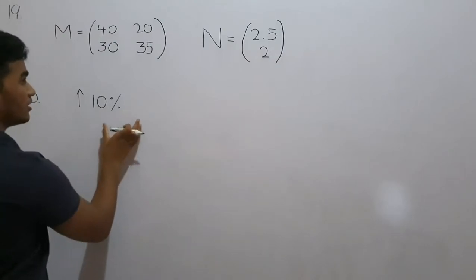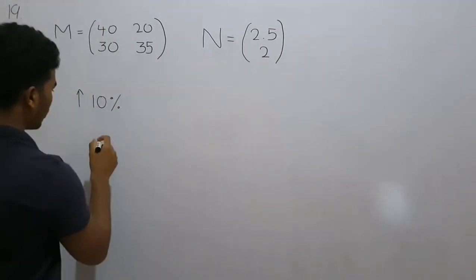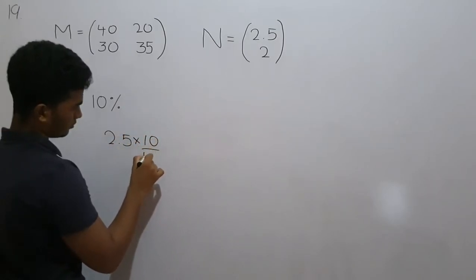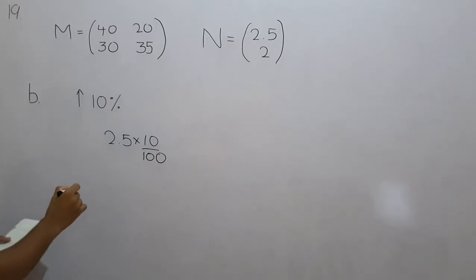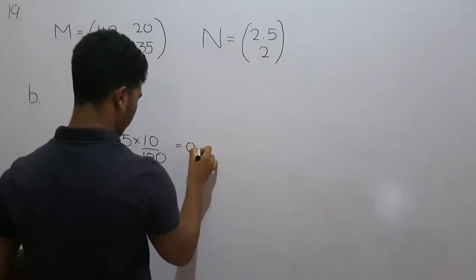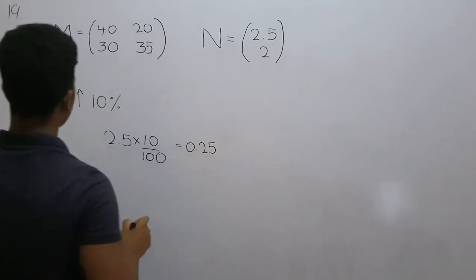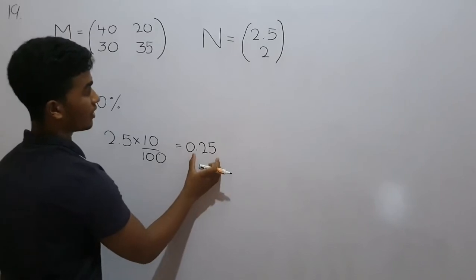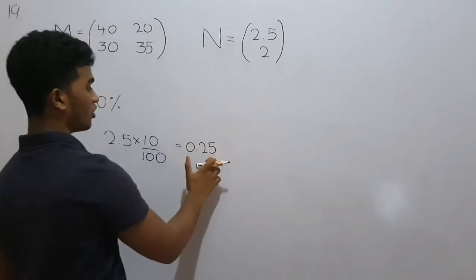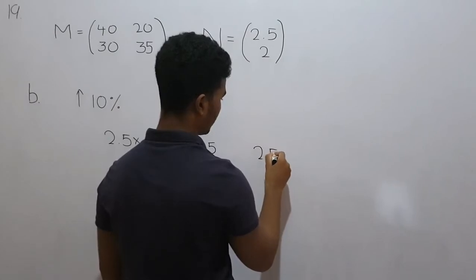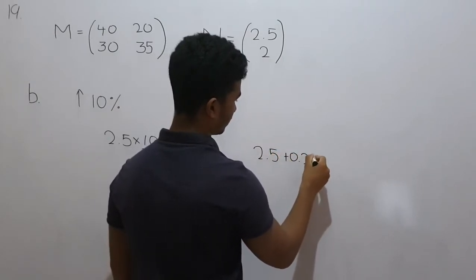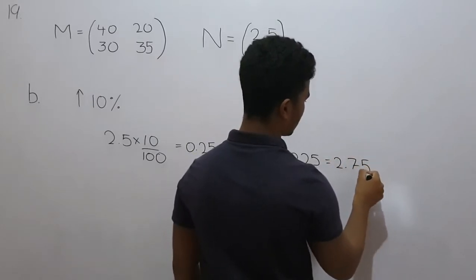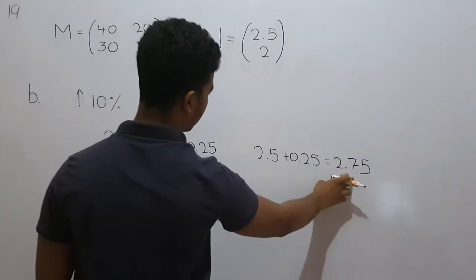Now each ticket is being increased by 10%. So we'll calculate 2.5 times 10%. This value is 0.25. So the increase is 0.25, and the new price is 2.5 plus 0.25, which is 2.75. So we found the increase for the adult ticket.